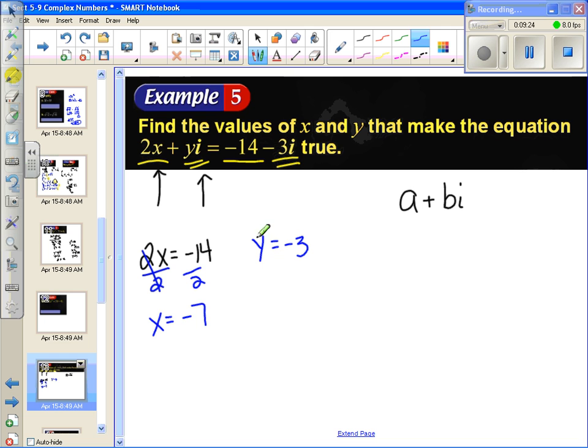There's nothing to solve here. y equals negative 3. And that's all there is to it, because it said find the values of x and y that make the equation true. So 2x would have to equal negative 14, or x is negative 7. And this y would have to be equal to negative 3.